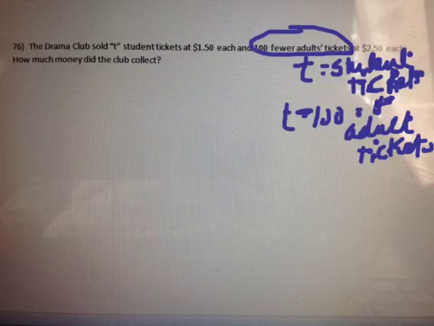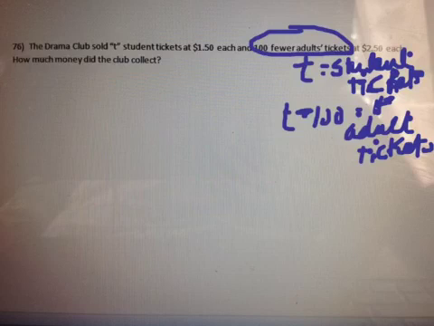Okay, so now they give us some other information. They said how much money did the club collect? So now we're not going to be able to come up with an answer here that thoroughly answers it, I guess, because they didn't tell us. We need a little bit more information than that. Okay, let's just see how far we can get with it, though. A lot of times we're just supposed to write our expressions in terms of a variable.